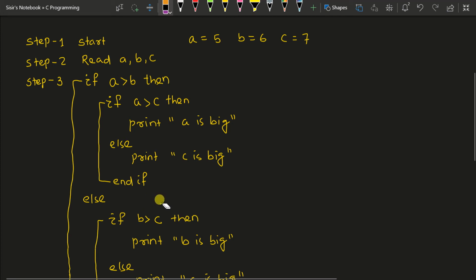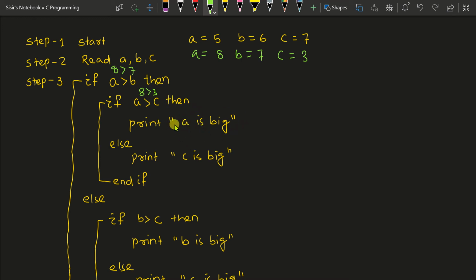Now let us take another example. Suppose A is equal to 8, B is equal to 7, C is equal to 3. Okay, now let us check it. If A greater than B, A greater than B means 8 is greater than 7. True or false? True. So if it is true, we will enter into this control statement. Again, I have to check A greater than C, that is 8 is greater than 3. True or false? True. So this line will be executed and the remaining line will not execute. So for this case, it will show you A is bigger.